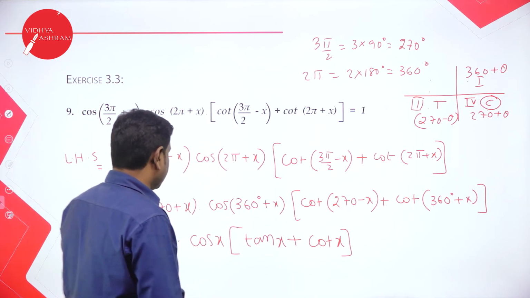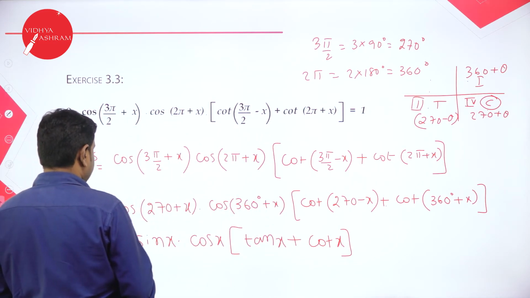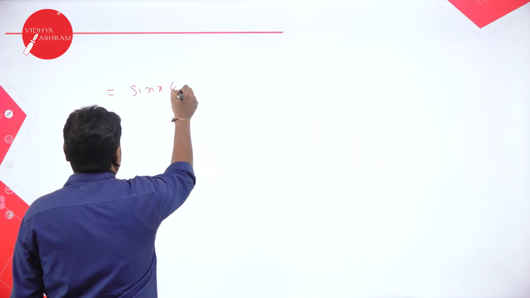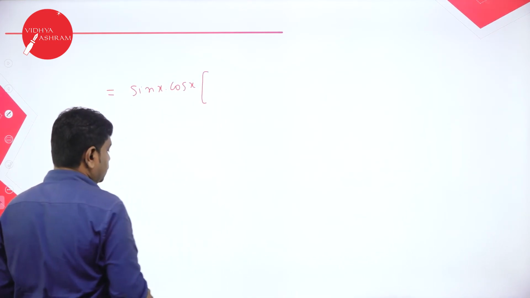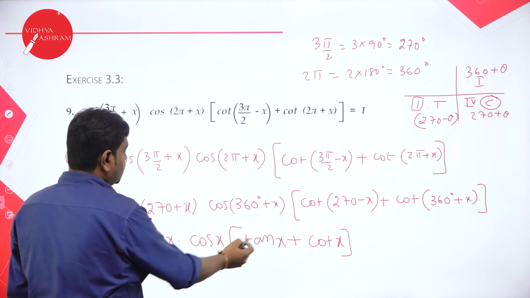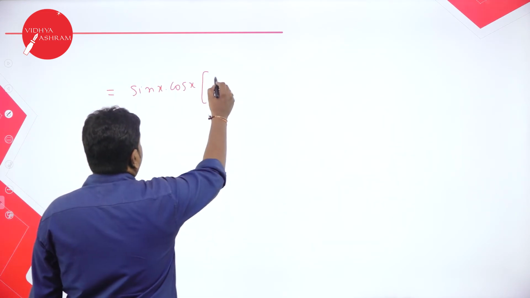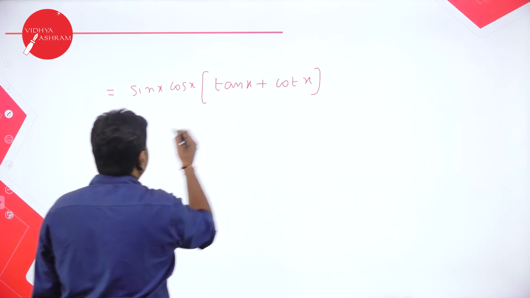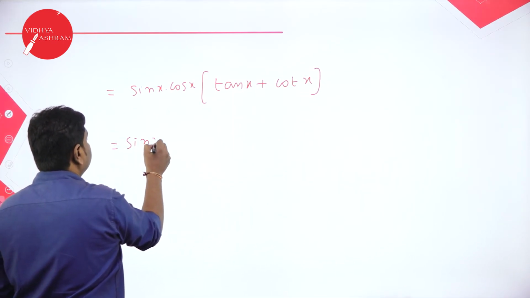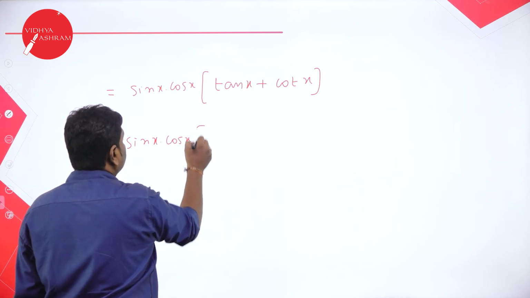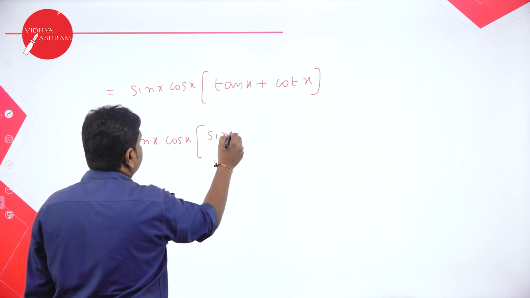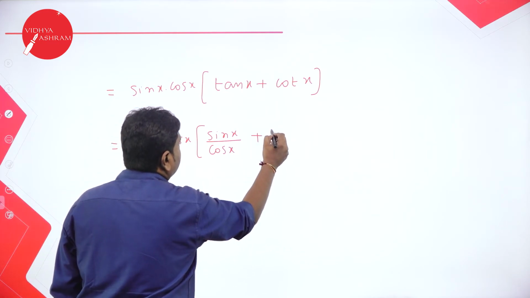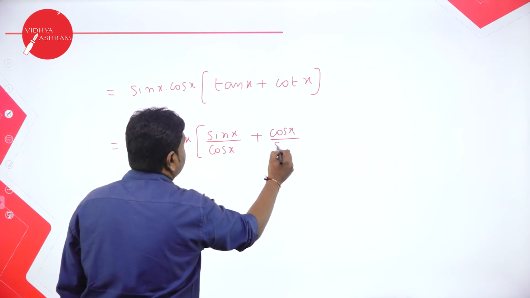Now further simplify this. That is equal to, outside we have sin x into cos x. Inside we have tan x plus cot x. Now further we need to simplify. Can we write the internal terms as sin and cos? So I'll write tan as sin x by cos x. You know, tan theta can be written as sin theta by cos theta. Cot x can be written as cos x by sin x.